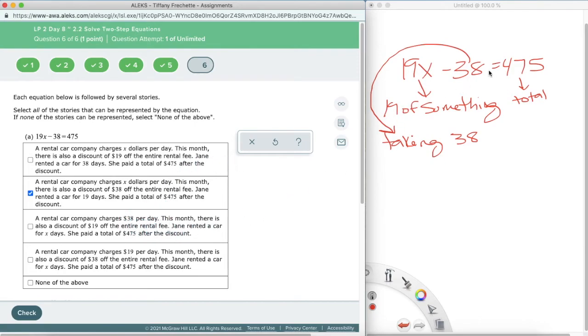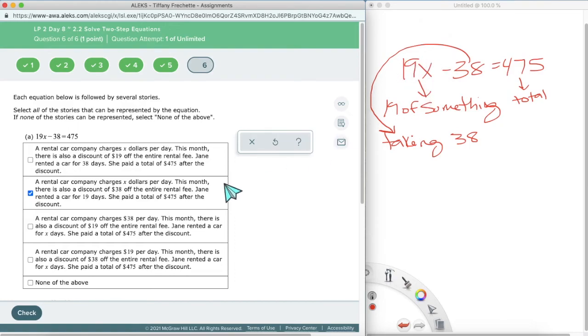So right away, from that very first sentence, I know this one doesn't work, because we're not multiplying 38 by anything, we're subtracting 38. A rental car company charges $19 per day. So, okay, 19 per day. We are doing a per with this one. We're multiplying 19 by something, and in this case, that would mean that X would be the days.